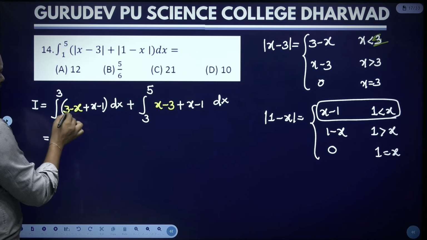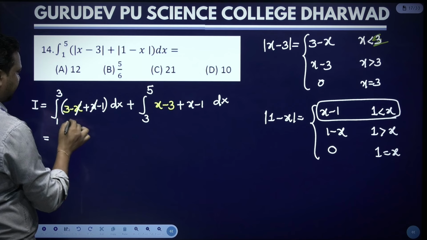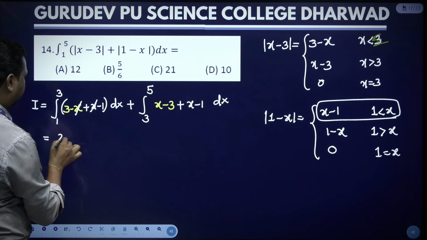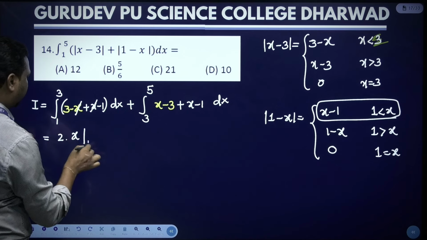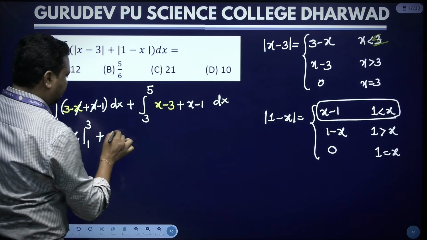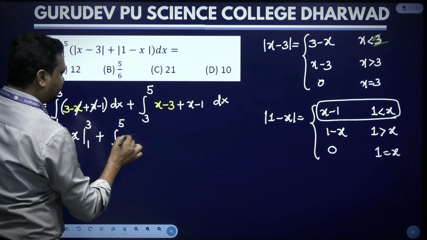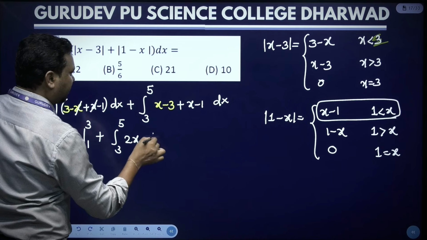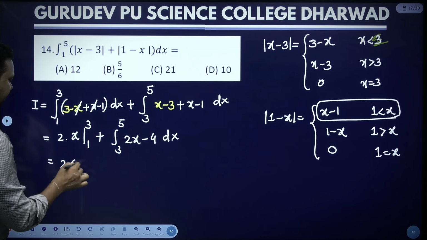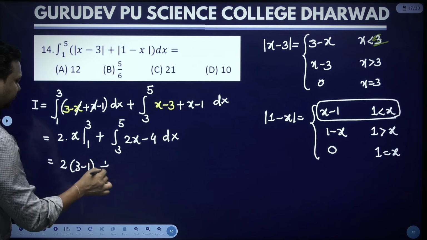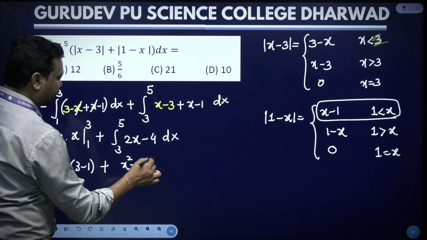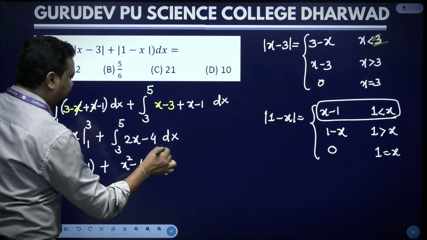Therefore, here x minus x gets cancelled. 3 minus 1 is 2, so 2 becomes 2x, the integral from 1 to 3. Plus here x plus x becomes 2x, minus 4 and dx. If you simplify this, upper limit and lower limit, 3 minus 1 is 2. Plus here, if you integrate, x square minus 4x, and everything happens in the interval 3 to 5.